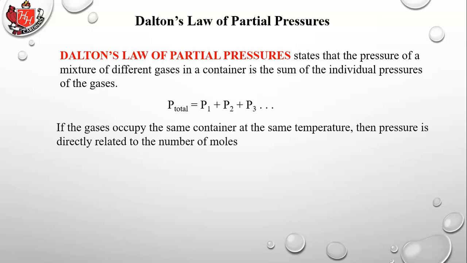If the gases occupy the same container at the same temperature, then pressure is directly related to number of moles. So if you look at that equation, R is always a constant. If we assume that the temperature is constant and that the volume of the container is constant, then the only thing that can vary is the number of moles and the pressure. So if you double N, you double the number of moles, you're going to double the pressure. That makes sense because you have twice as many molecules hitting the sides of the container, so the pressure is going to be twice as much.